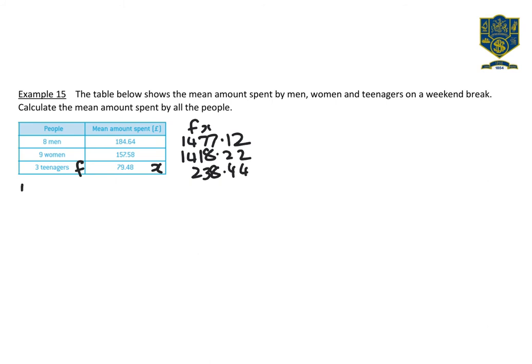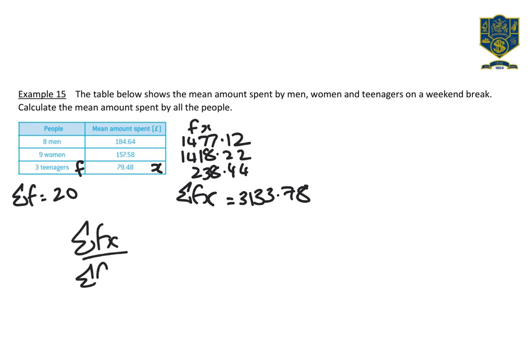So our sigma f, 8 plus 9 plus 3 is 20, and our sigma fx is 3,133.78. So the mean, which is sigma fx divided by sigma f, is 3,133.78 divided by 20, which gives us a value of £156.69.